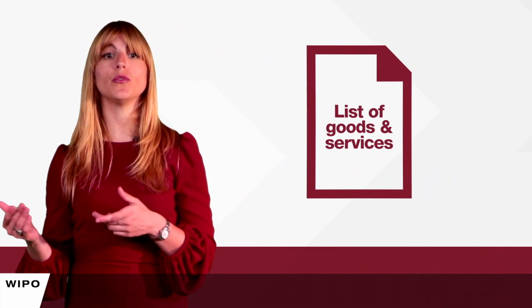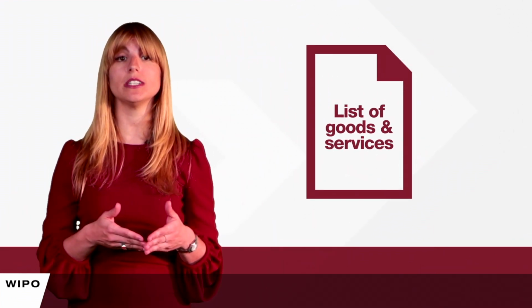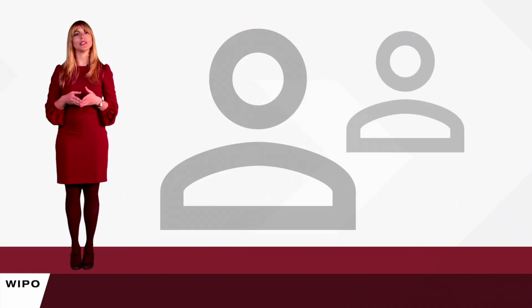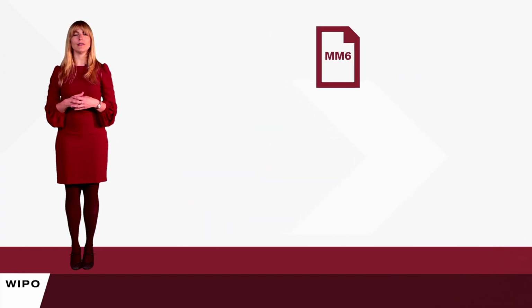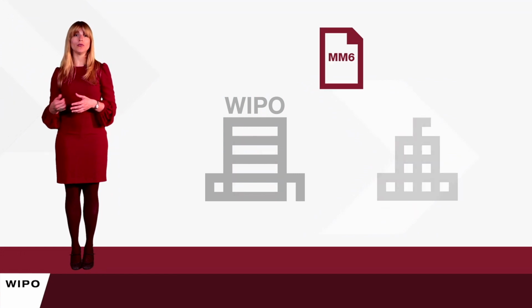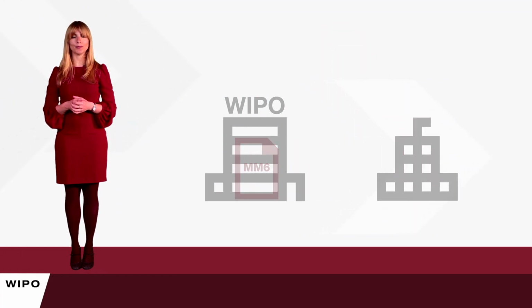In this episode, I am going to show you how to use the Madrid system to adapt the list of goods and services of an international registration in the designated contracting parties to suit your business needs and the markets you operate in. The holder, or the recorded representative if there is one, can request restrictions by submitting the relevant form to WIPO, either directly or through the IP office of the contracting party of the holder.